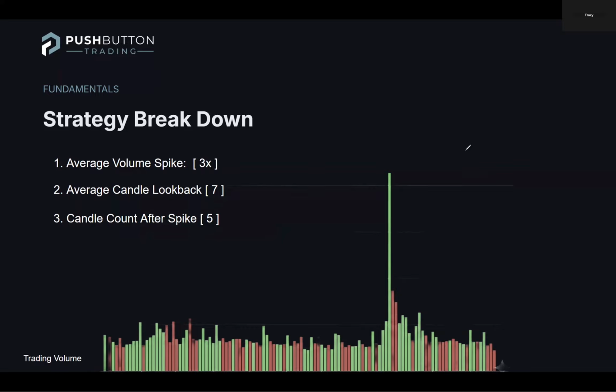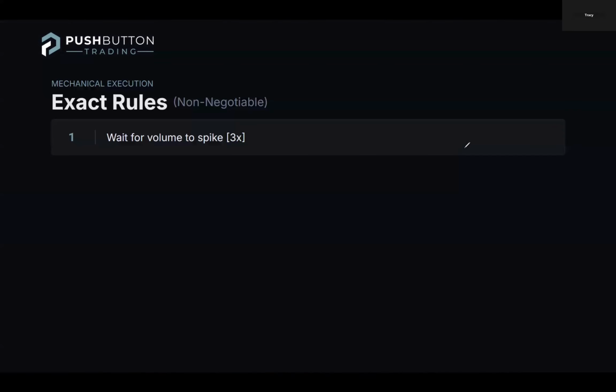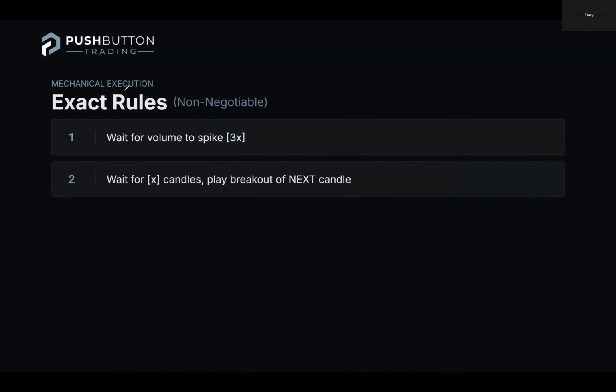So let's run through the mechanical rules here. And of course, we're not predicting, we are reacting. Number one, wait for that volume to spike. We're going to wait X number of candles. We're going to play the breakout of the following candle. So for example, if we're waiting for 3 candles, the next candle would be the number 4 candle. If we're waiting 5 candles, the next one would be the number 6 candle. Okay, so I got some examples. Hang in there and we'll get into it.